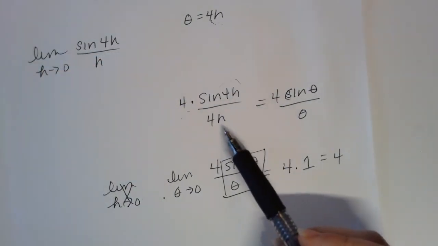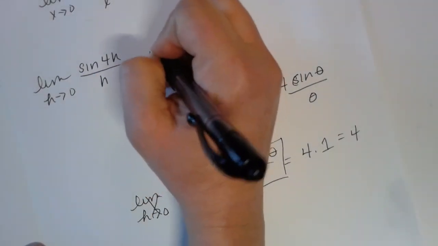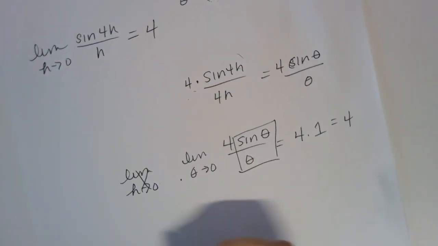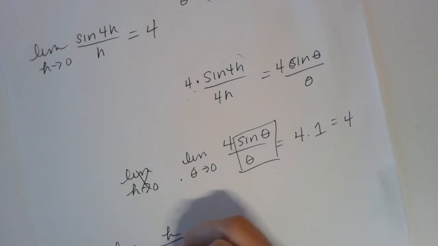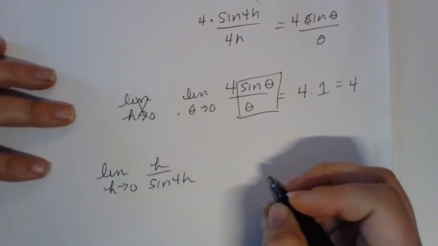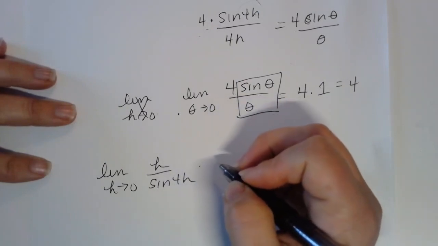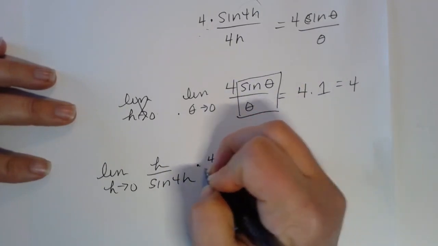And since it's 1, the reciprocal also works, it's the same. So I know that this is equal to 4 here. But if I had the limit as h approaches 0 of h over the sine of 4h, I could do kind of the same thing here and multiply my top. I always have to multiply by 1. So I'm going to multiply the top and the bottom by 4 here.